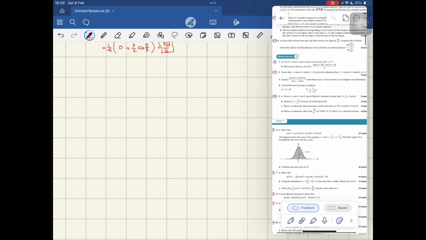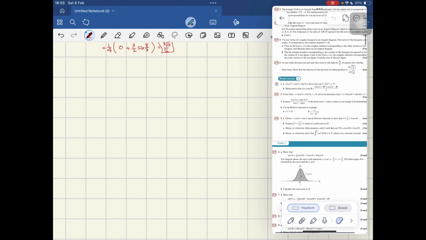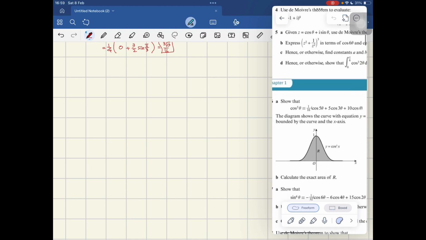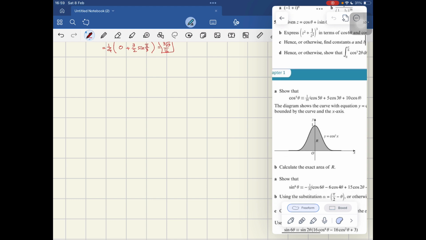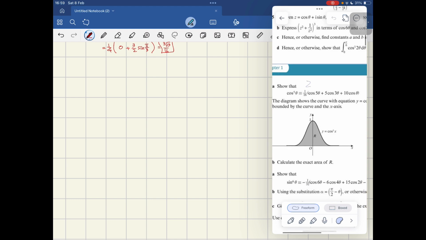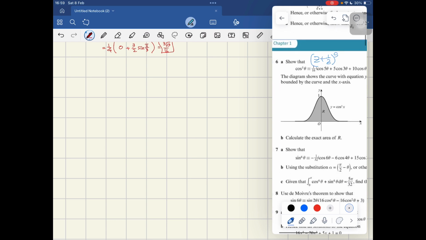Number 6 is the same. It's just power of 5. So far it was power of 3, but now you can make it power of 5, like z plus 1 over z to the power of 5. And you can do the very same thing there. Then you will find it.